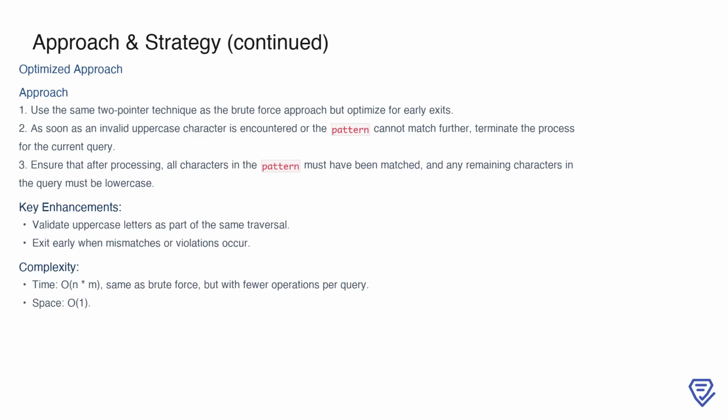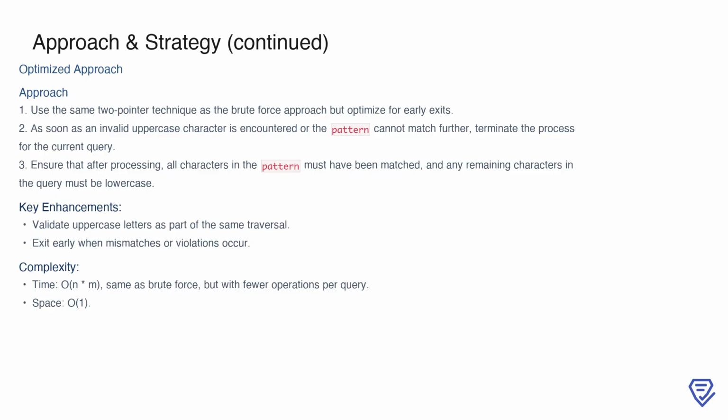To improve on the brute force approach, we can use an optimized two-pointer method. This strategy retains the same fundamental idea of comparing the pattern and query using two pointers but introduces early termination to enhance efficiency. Specifically, as we traverse the query, if we encounter an invalid uppercase letter or determine that the pattern cannot match any further, we immediately stop processing that query. Additionally, we ensure that by the end of the traversal, all characters in the pattern have been matched, and any remaining characters in the query must be lowercase.